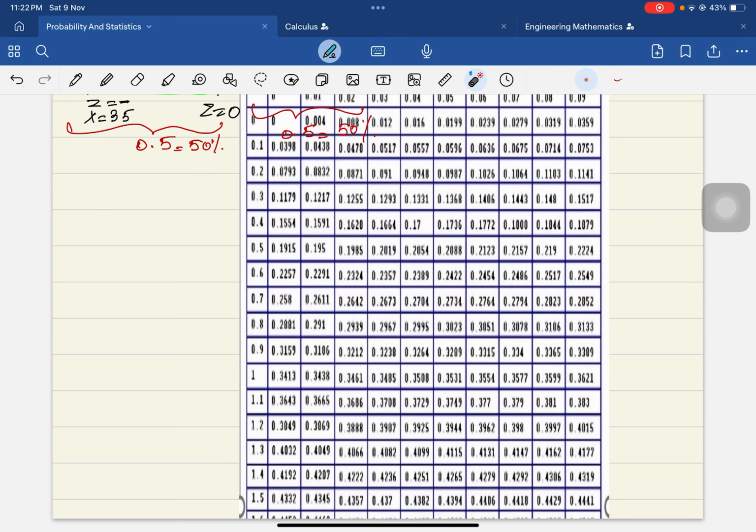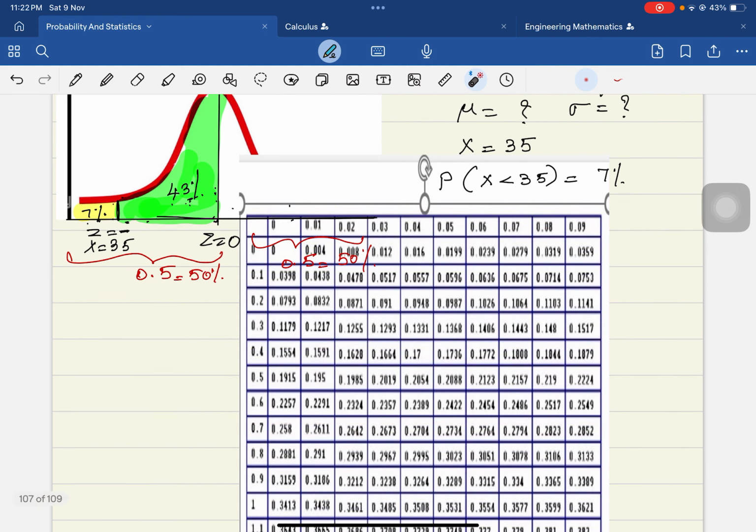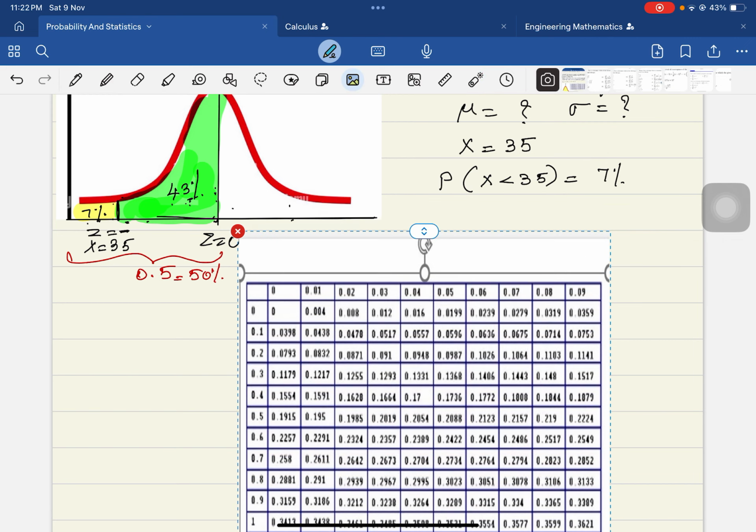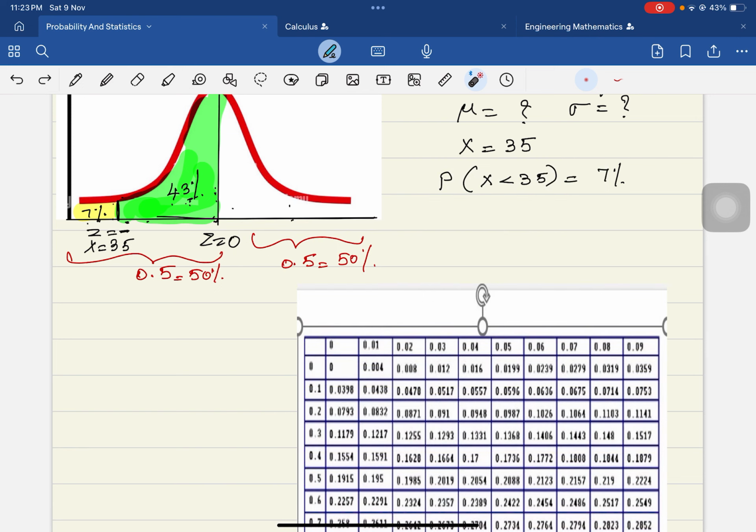0.4332, 0.4306 is this one. 0.4306 is the area we are able to see. It corresponds to which value? 1.4, and here on the top it is 1.408. So 1.48 is the value of z. Understood?